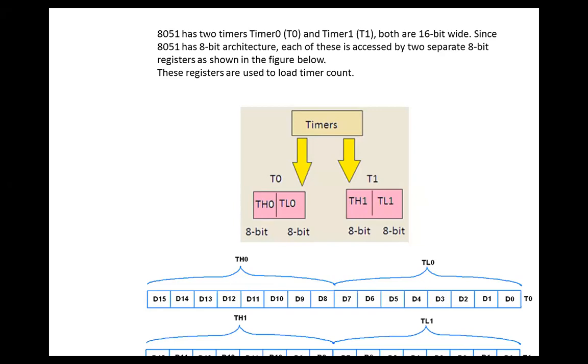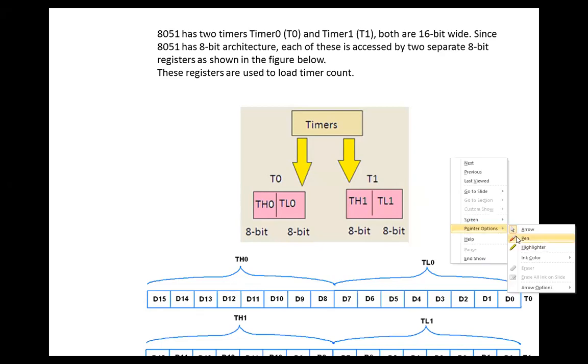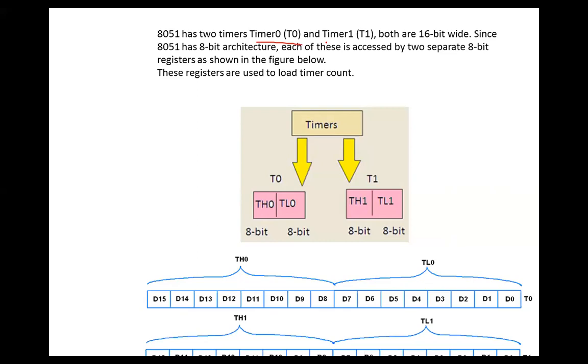We can work with TL0 and TH1. See, here I am giving this timer. This is timer 0 and timer 1. Timer 0 and timer 1 are 16-bit timers. In your architecture, you can use separate 8-bit timers. So this is timer 0 and this is timer 1.